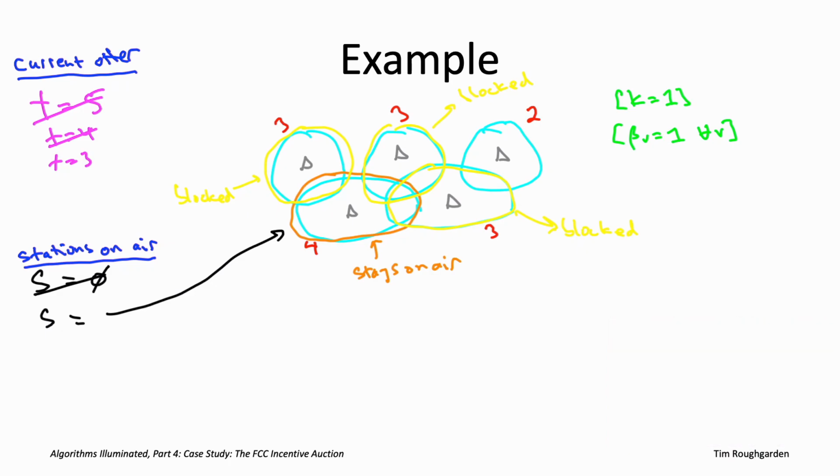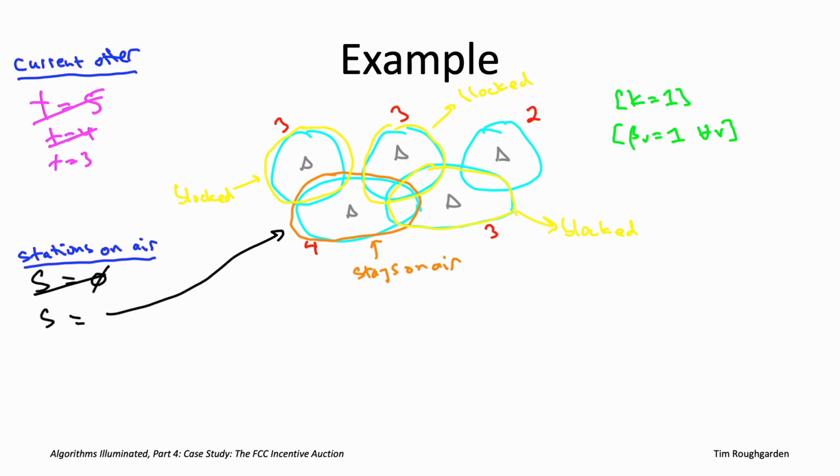Now, in subsequent iterations, the algorithm is only going to make decreasing compensation offers to the one station whose fate remains unresolved, the value 2 station. The value 3 stations, because they cannot fit back on the air, they have to stay off the air, the algorithm will not make them lower compensation offers. Their compensation offer is going to be frozen at 3.